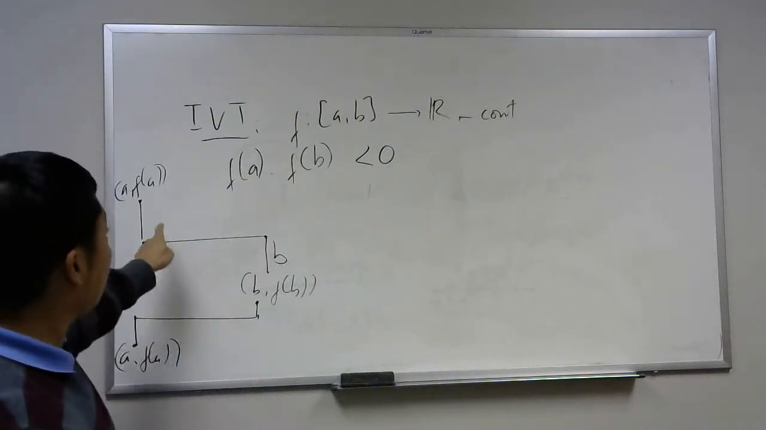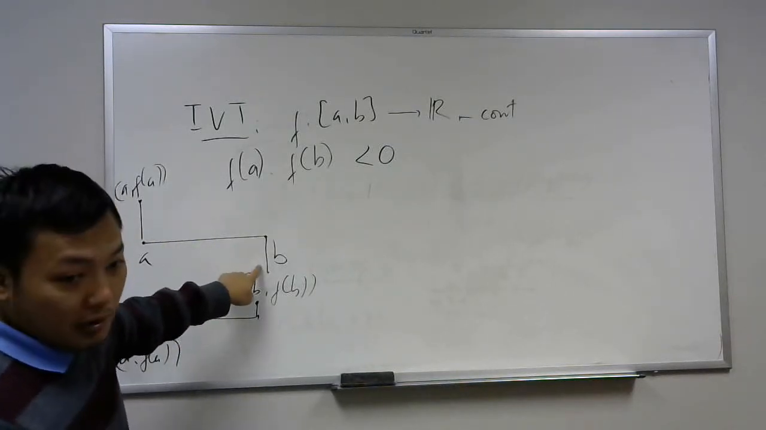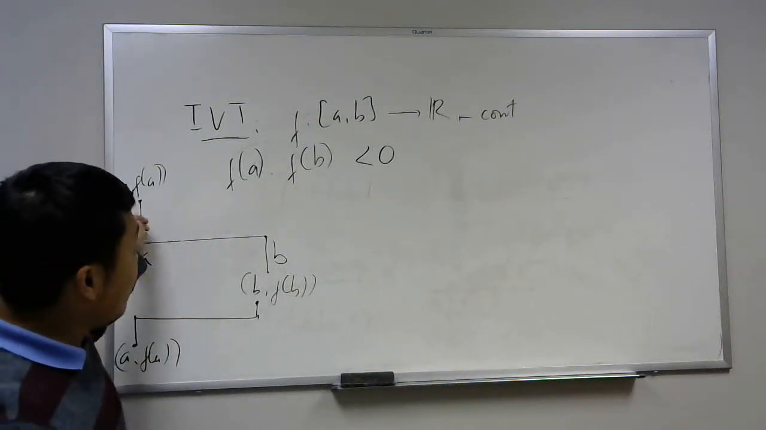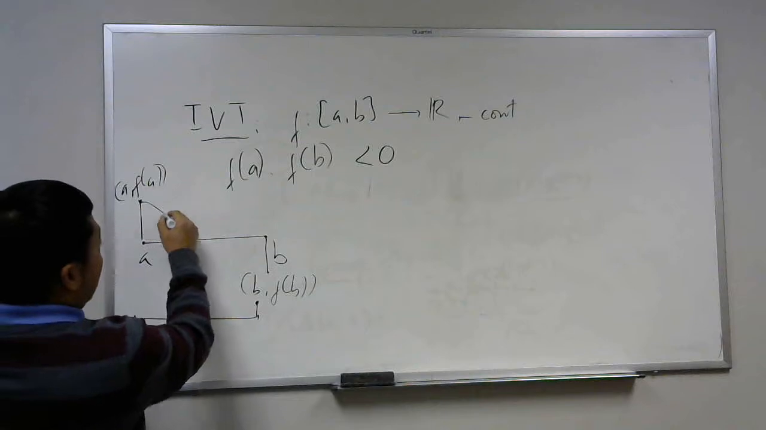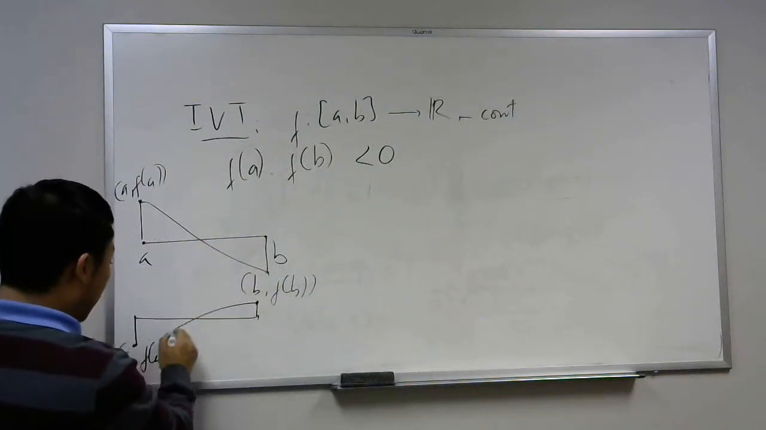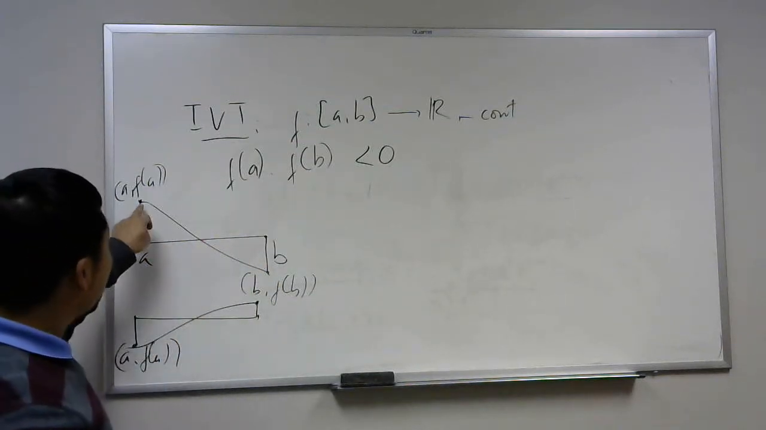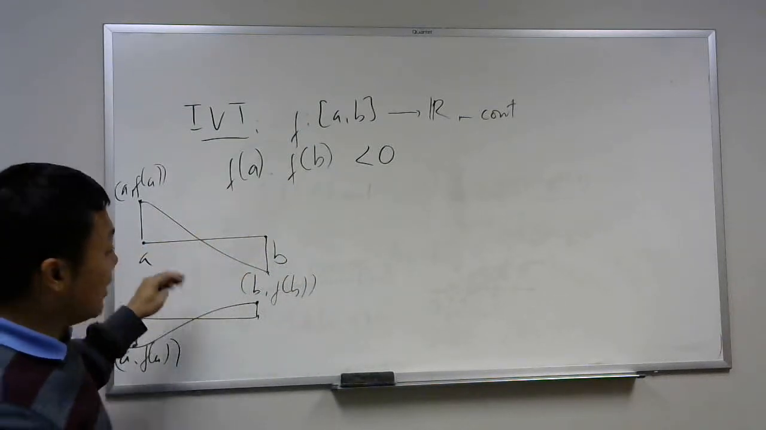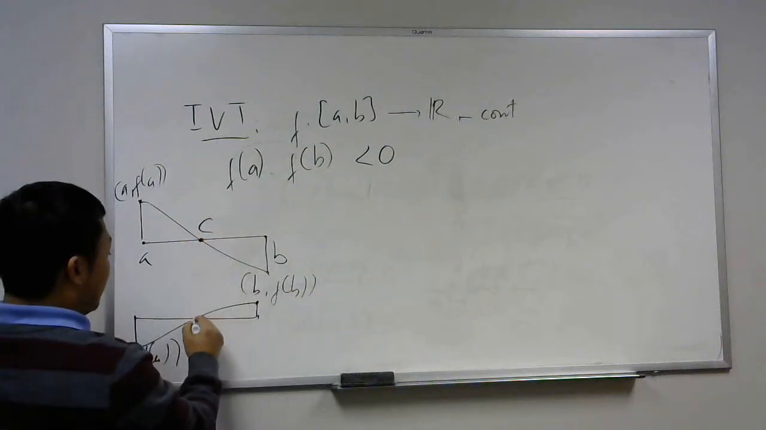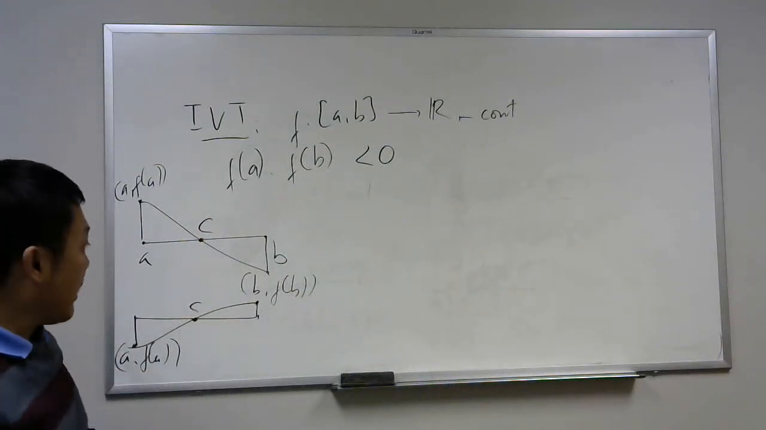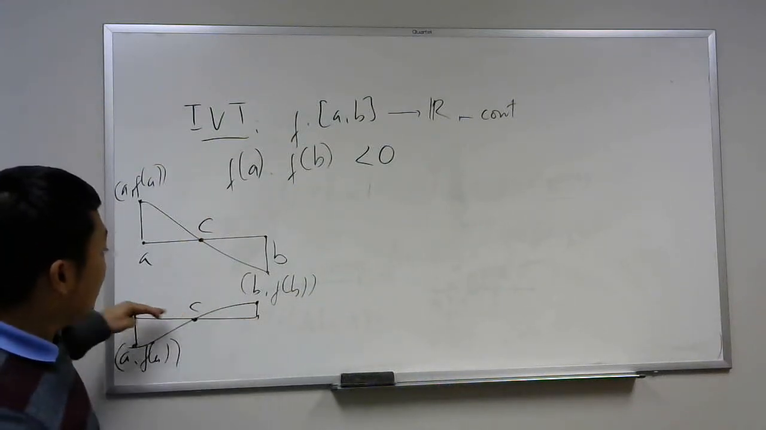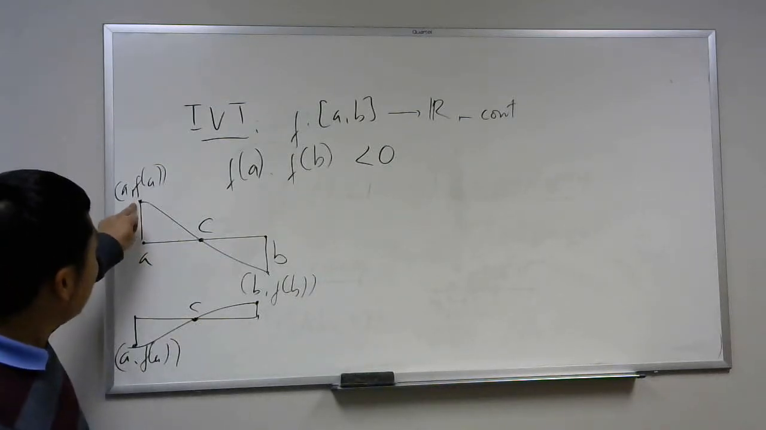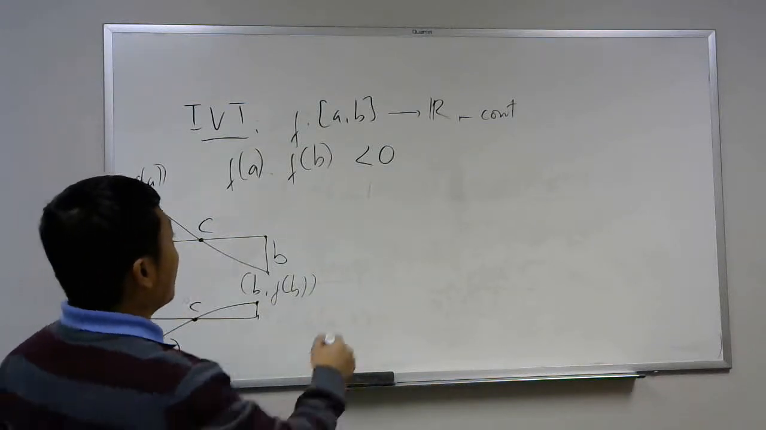Since the function is continuous, when you connect these two points, which belong to the graph of this function, you have a continuous curve. Since this curve is continuous, it should intersect the interval somewhere, right? Suppose that is C. And this is nothing but the x-axis. So since C is on the x-axis, the function value is 0.